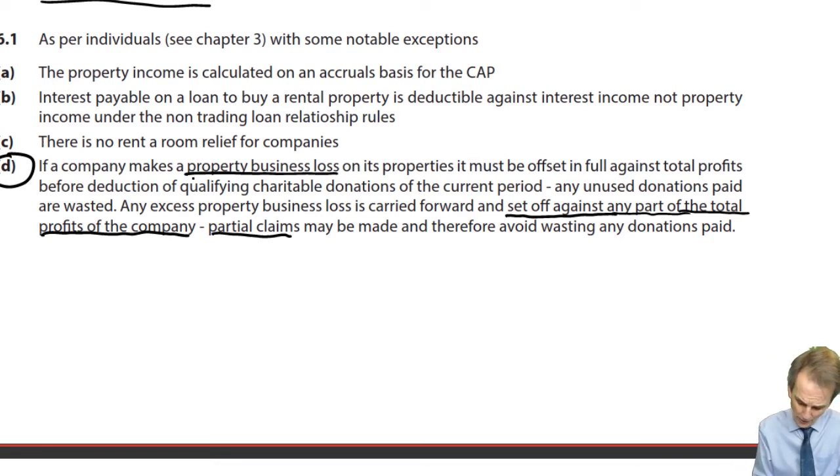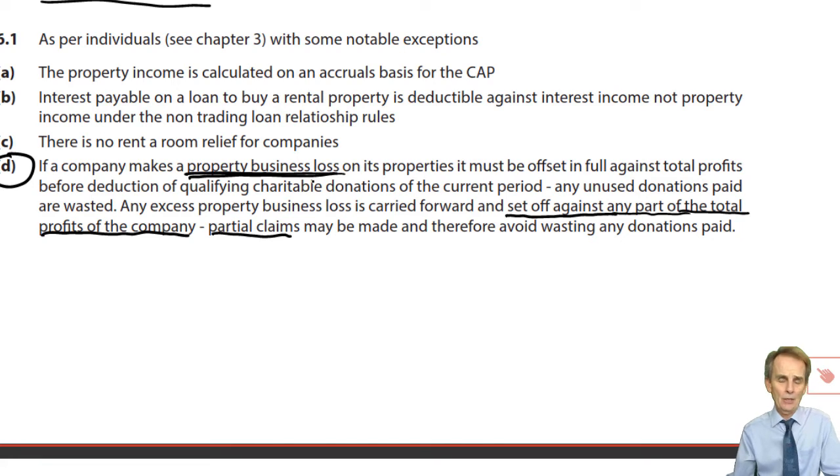You'll notice here I've already underlined, if a company makes a property business loss on its properties, how could that happen? Because the expenses incurred are greater, as we'll discover, than the rental, the property income there. In terms of what you must do with it, to begin with, it is the same as it had always been for many years. We'd offset the loss in full against the total profits.